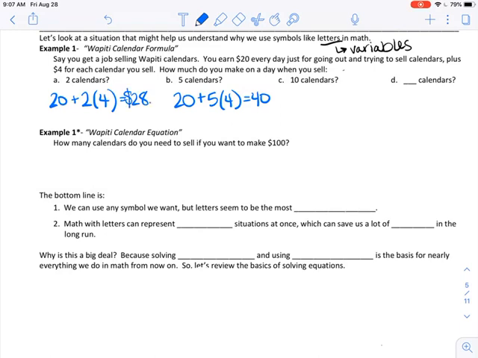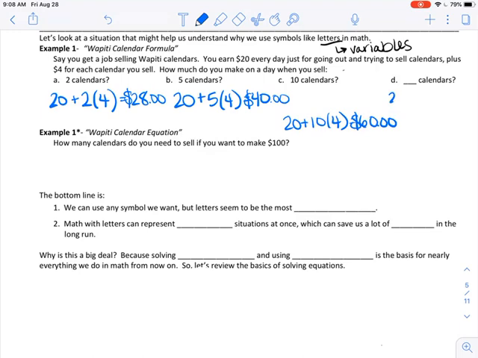Let's put some dollar signs in here. Okay, 10 calendars, still make $20 just for going out, but I sold 10 this time, so I'm going to make some more money. So 10 times $4 per calendar is 40, plus 20 is $60. So what if you don't know how many you sell? What operations are you doing?